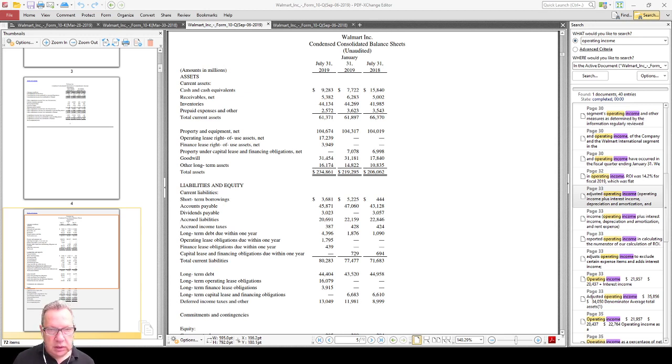Receivables, inventory, prepaid expenses, property, goodwill, other. There may be something in other long-term assets that we've got to go look for to see if there are marketable securities in there, because that's what they sometimes do. Anyway, the first number we're looking for is the clear cash number, which is 9283, right? 9283, and last year's is 15840.